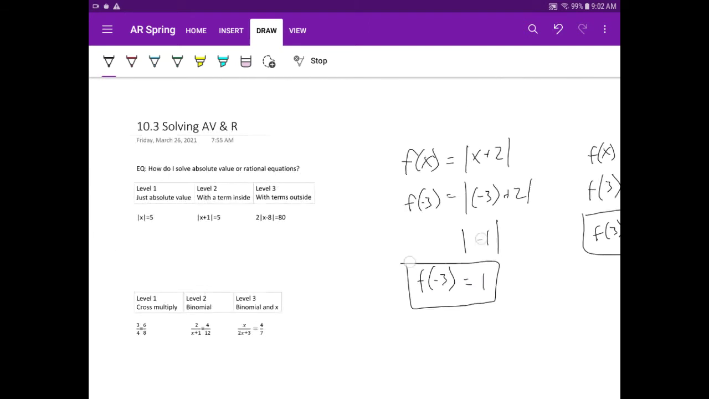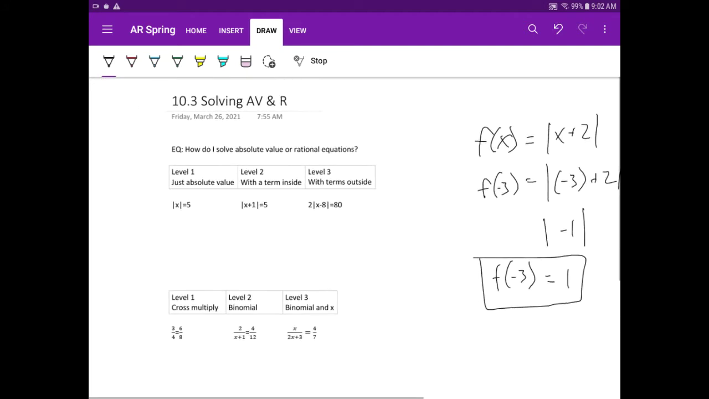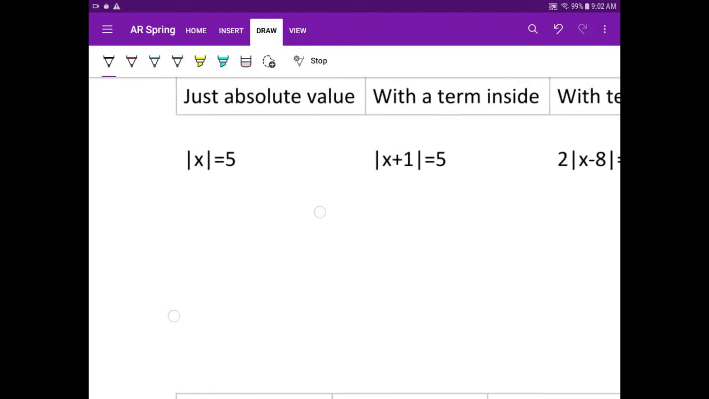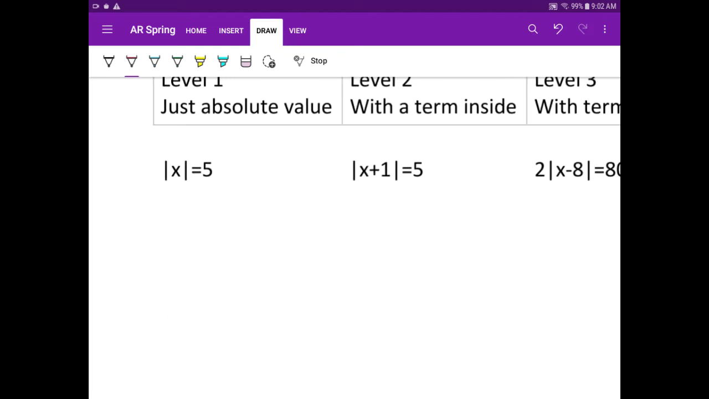Then I'll go over some of these solvings. There's 3 levels with the solvings. So absolute value. With absolute value, once you get to this point, you split it into a negative and a positive. So these are your answers. That's it.